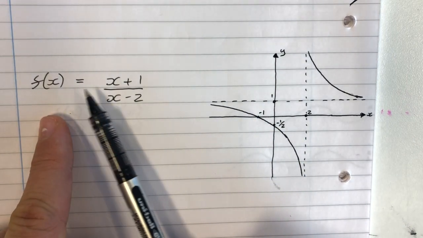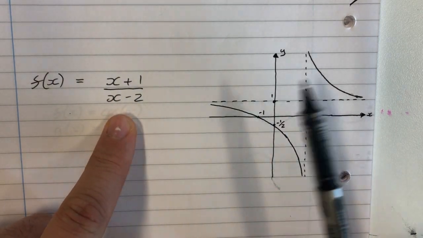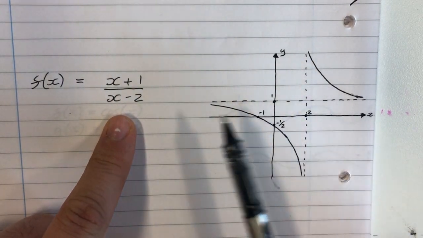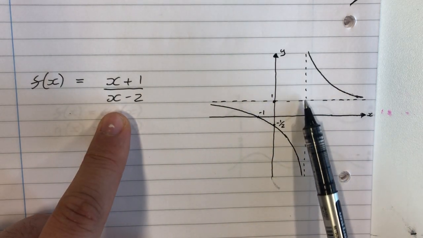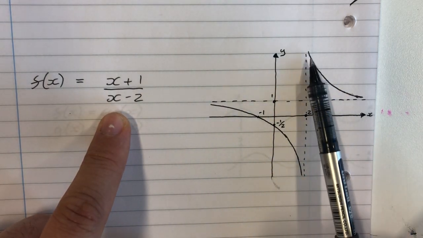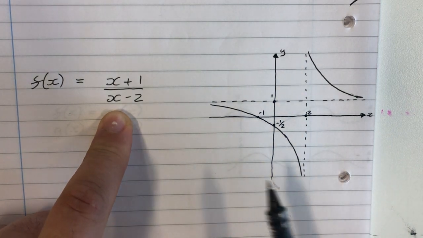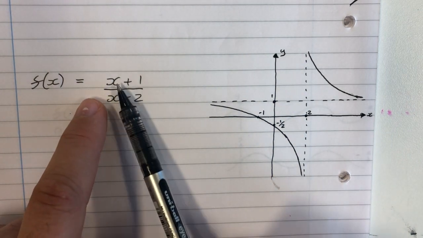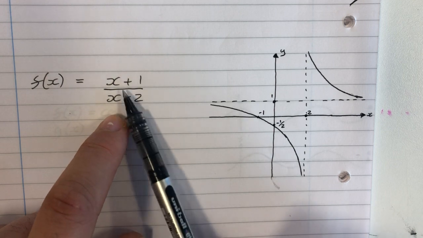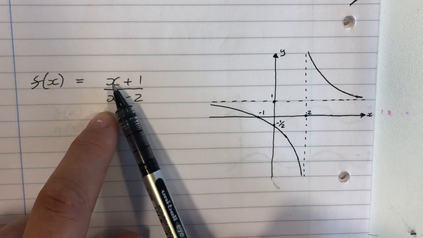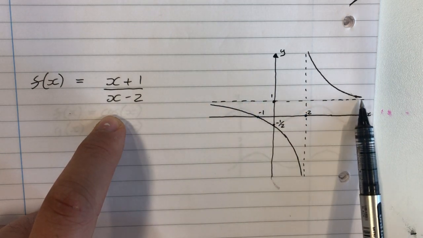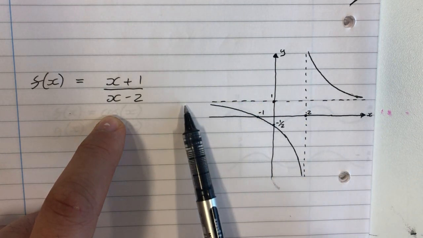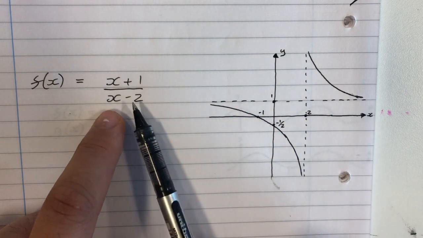So this function here, f of x, is x plus 1 over x minus 2. Here's a sketch of that. So we can see when x is 2, the bottom of the fraction is 0. So that's going to give us a vertical asymptote. As x tends to infinity or negative infinity, these constants will become negligible in comparison. So we end up with x on x, which comes out to be 1. So it tends to 1 as x tends to positive or negative infinity.